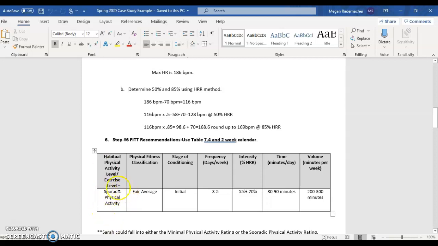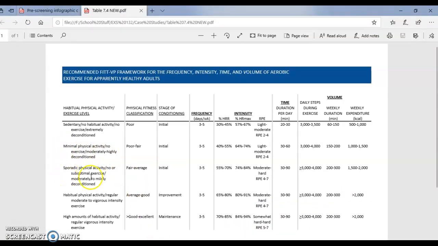So, sporadic physical activity. Her physical fitness classification is fair to average. She's in the initial stage of conditioning. She's going to exercise 3 to 5 days a week with a heart rate reserve of 55 to 70%, 30 to 90 minutes a day, and 200 to 300 minutes per week. Again, I got all that information just from moving across chart 7.4.